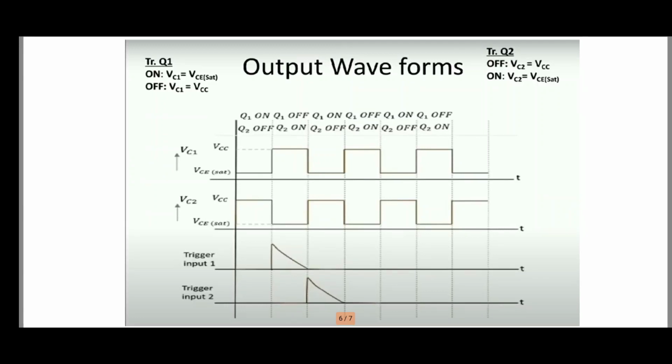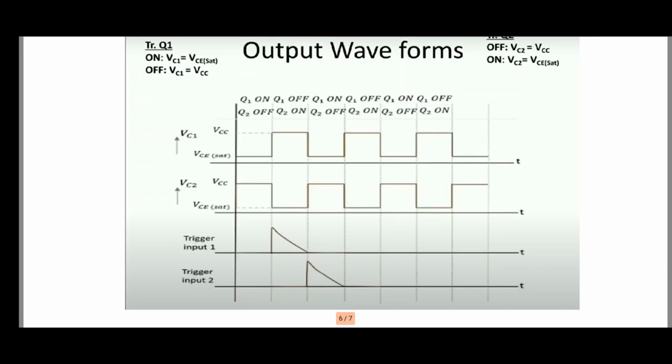And now we are going to see the output waveform of the bistable multivibrator. Here I am using 6 time slots. Q1 is off, Q2 is off, Q1 is on, Q2 is off, again Q1 is off, Q2 is on, Q1 on, Q2 off, Q1 off, Q2 on, Q1 on, Q2 off, and it goes on. The first graph is the collector voltage of Q1, this is the collector voltage of Q2, this is the trigger input, that is the reset input, and this one is trigger input 2, that is the set input.